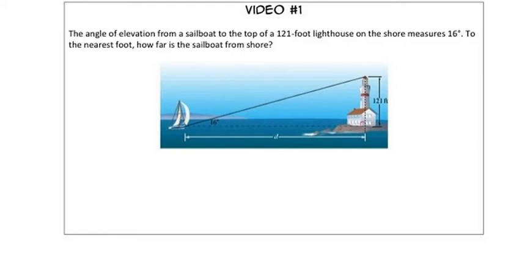The angle of elevation from a sailboat to the top of a 121-foot lighthouse on shore measures 16 degrees. To the nearest foot, how far is the sailboat from shore? Now if you recall from the above section, angle of elevation is the angle formed above your horizontal. So I've highlighted our horizontal, and the angle that's formed here is 16 degrees.